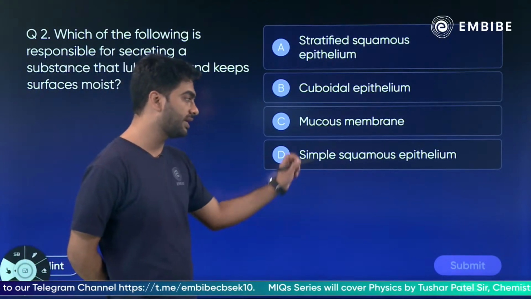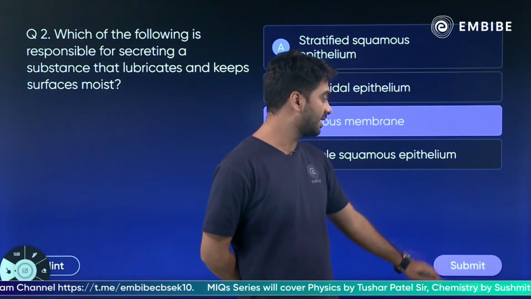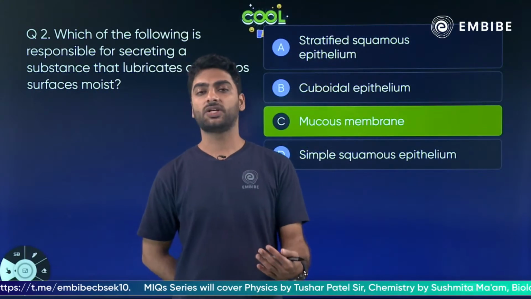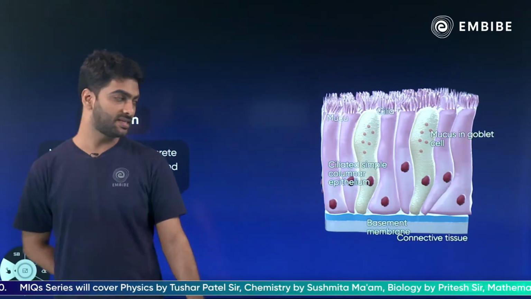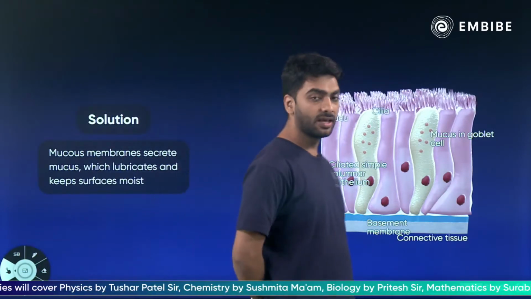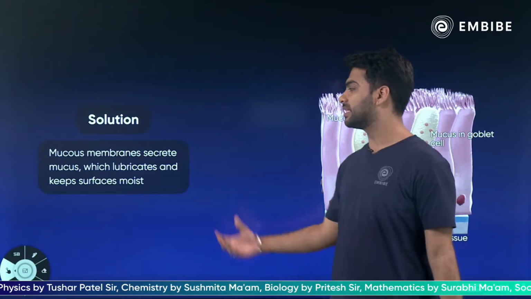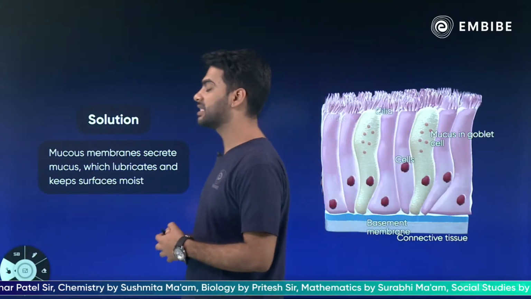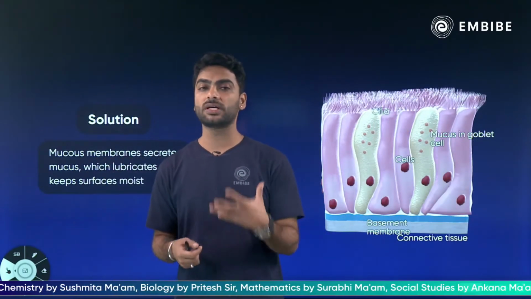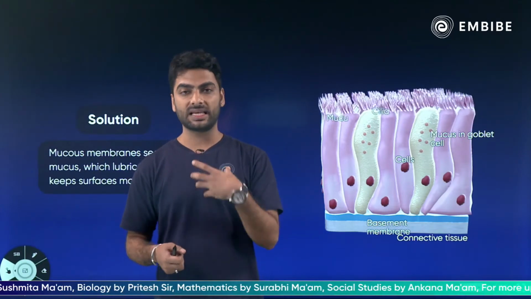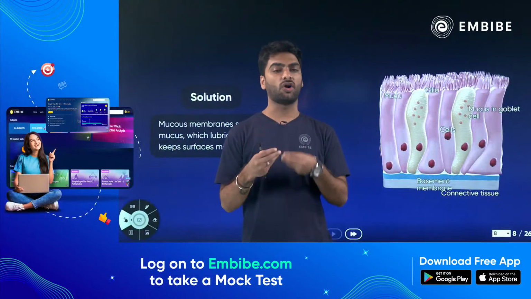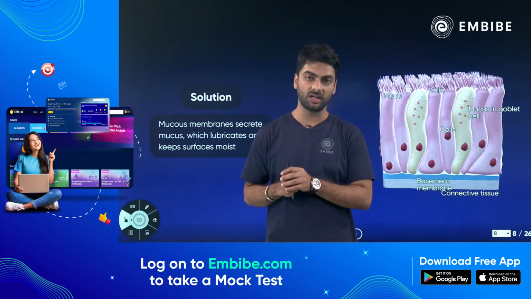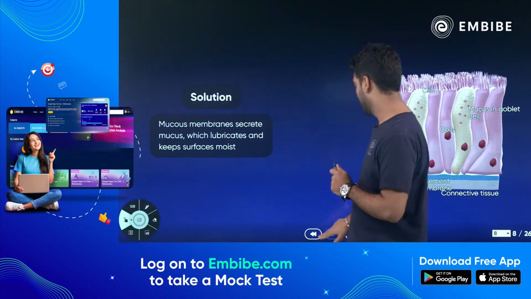Going with Mannat, who thinks C is the answer. Let's see. Absolutely correct. As I told you, the answer is in the question itself. Mucous membrane is the correct answer. It is a secreting membrane. So mucous membrane secretes mucus, which lubricates and keeps the surface moist. We have mucus across the stomach and the esophagus. It helps to keep the HCl away from direct contact with the smooth muscles of our internal organs. Okay?